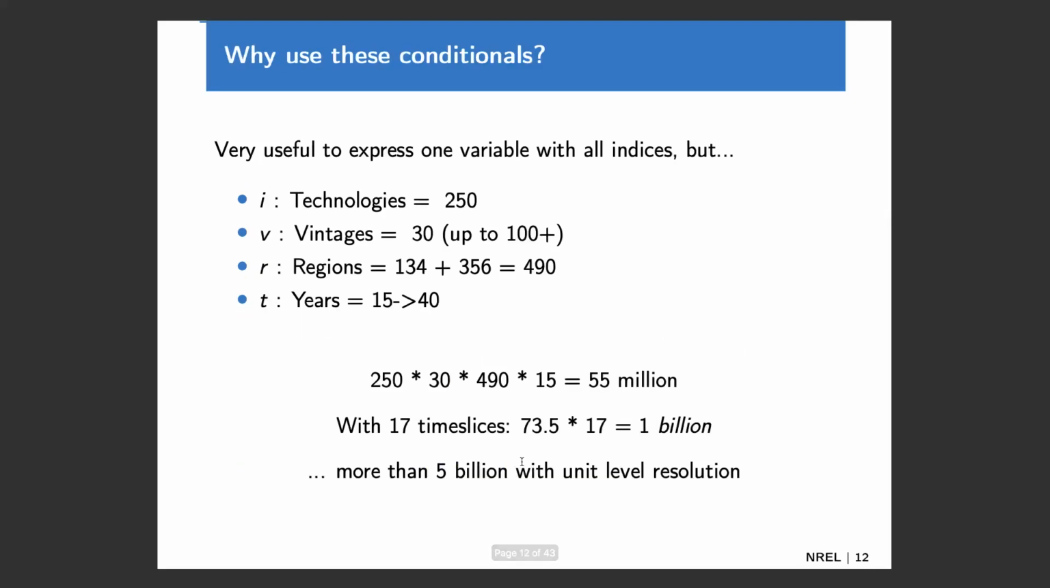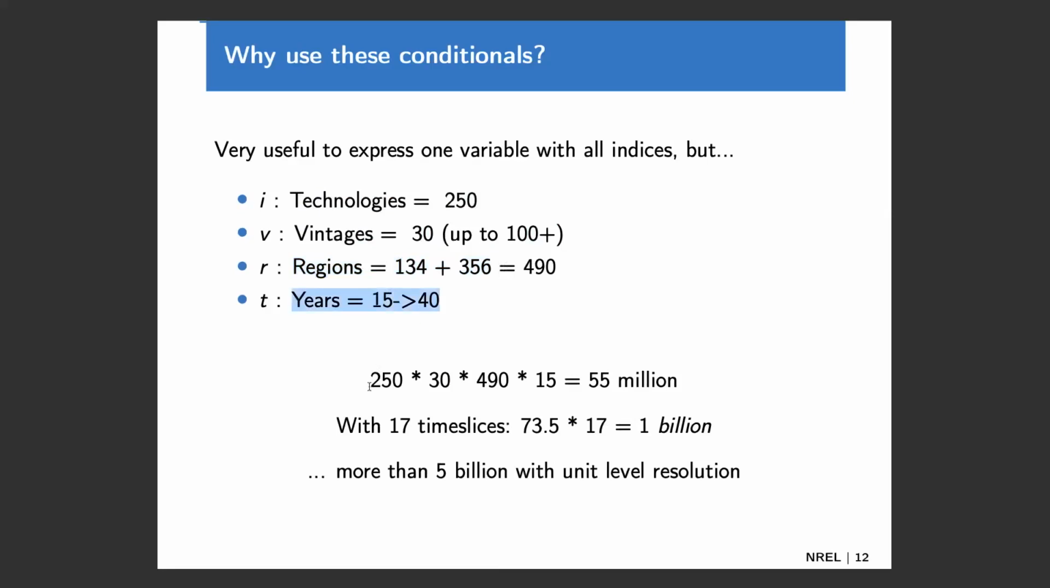So why do we use these? It's very useful to express one variable with all indices, but if I were to expand these out, we have 250 technologies and about 30 different vintages in the very base case. We can easily go up to 100, 200 if we start running unit level representation. For regions, we have 134 balancing areas plus 356 supply regions in the US version, which gets us 490 total different regions to model. And then finally, we have years; we could go anywhere from 15 to 40 different years.